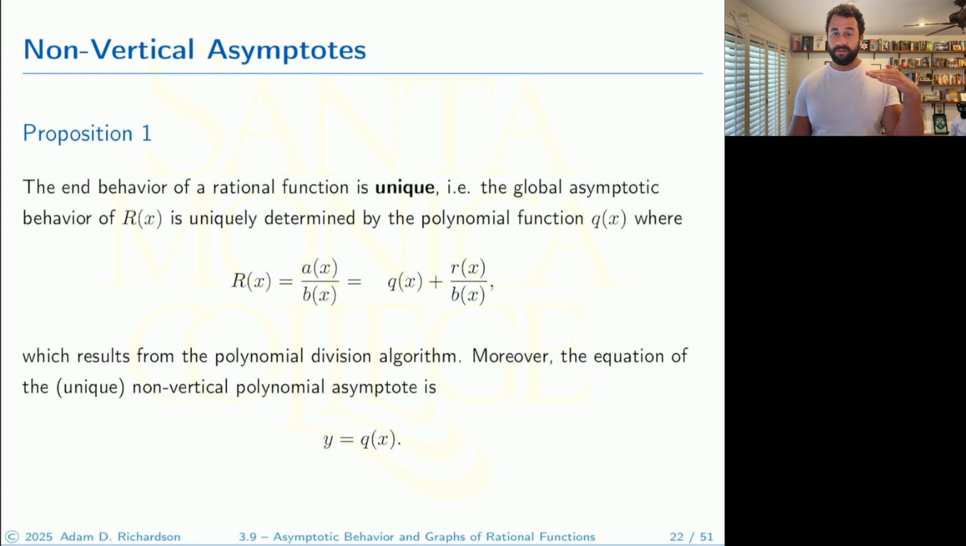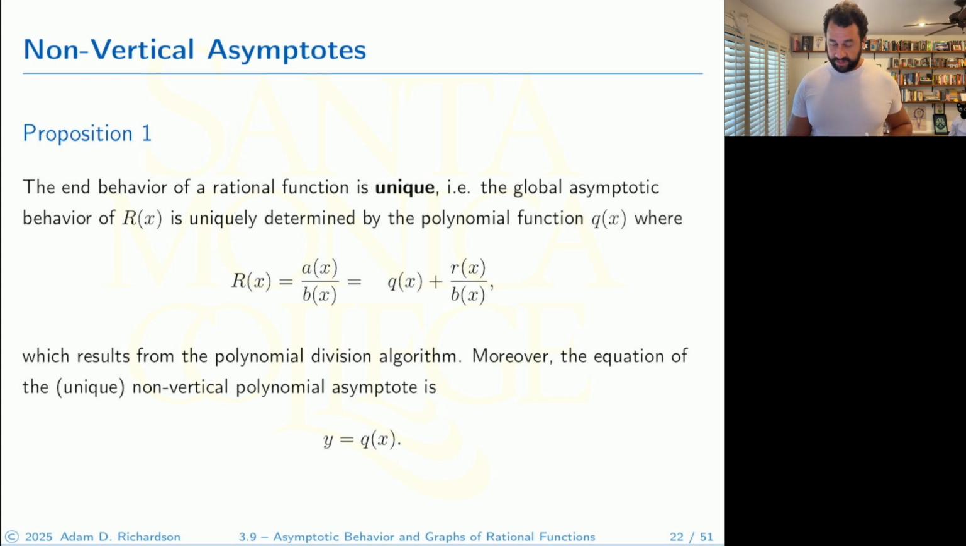It could be horizontal, it could be slanted, it could be quadratic, it could be cubic, it could be quartic, but whatever it is, it's unique. You get one of them, all right? Moreover, when you do the division algorithm itself, you actually get the literal equation of the asymptote. So if you can graph this polynomial, then you can graph the polynomial asymptote. That's it. Everything perfectly coming together from what we explored earlier in the chapter.